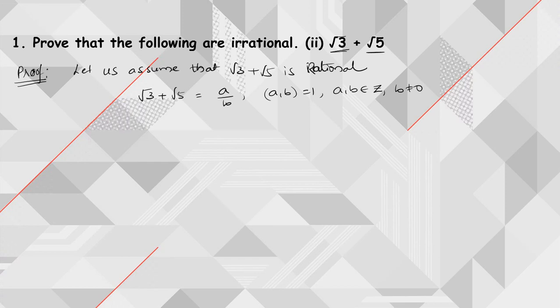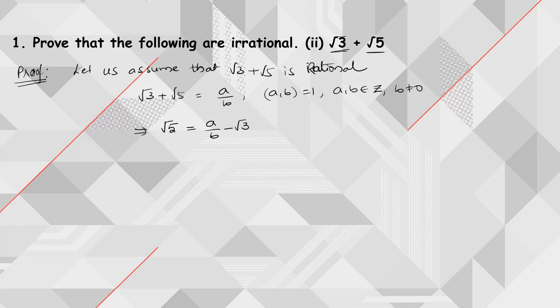Then from this, you need to transpose any one of the things. So I am going to transpose root 3. Then what I am going to have, root 5 is equal to a by b minus root 3. So in this type of root p plus root q form questions, first of all you need to transpose one of the irrational numbers to the other side.